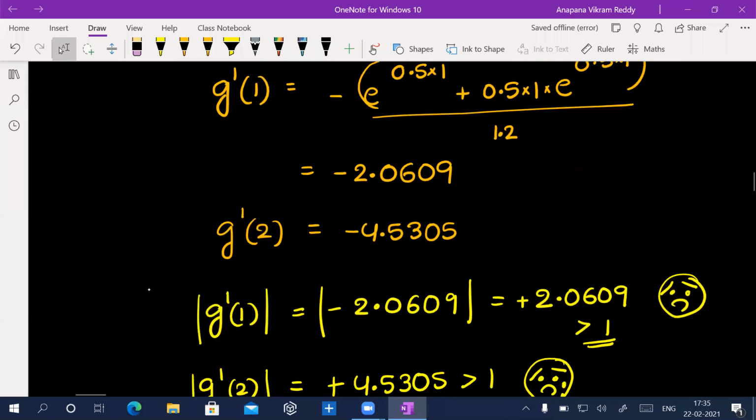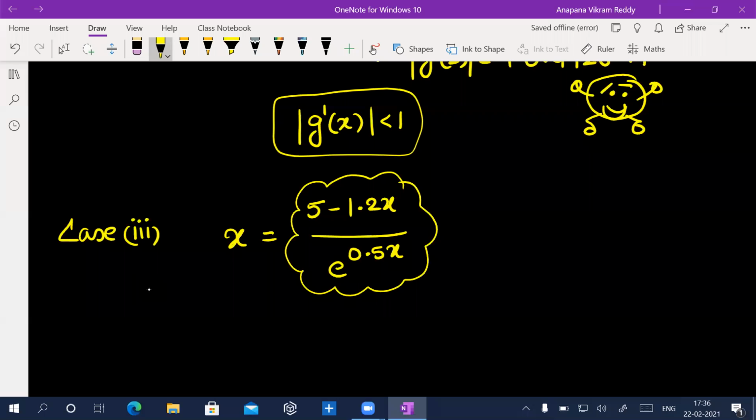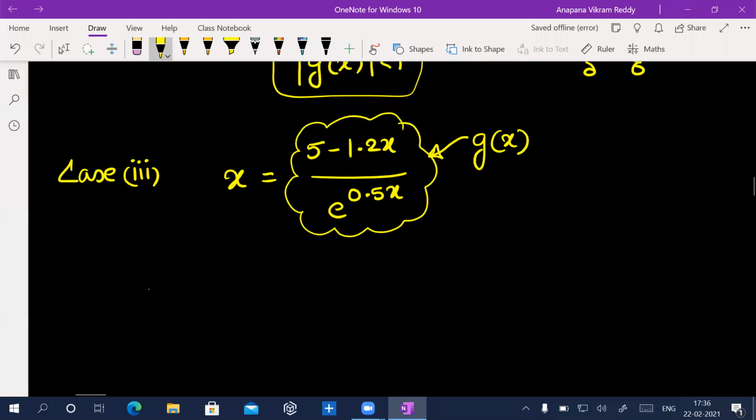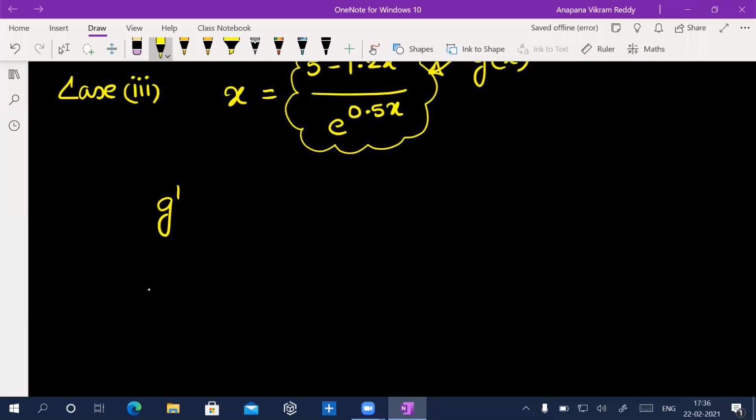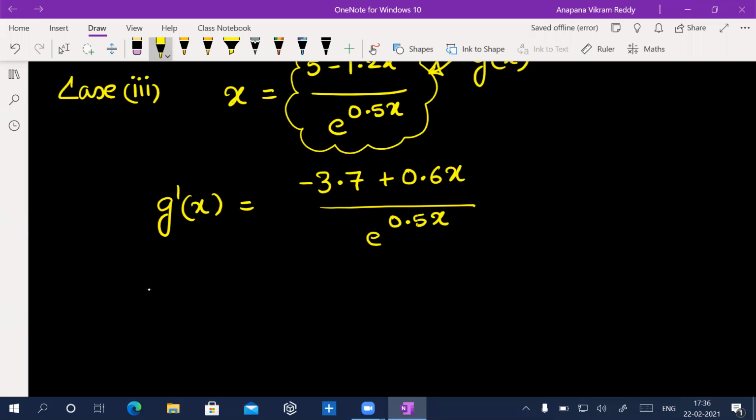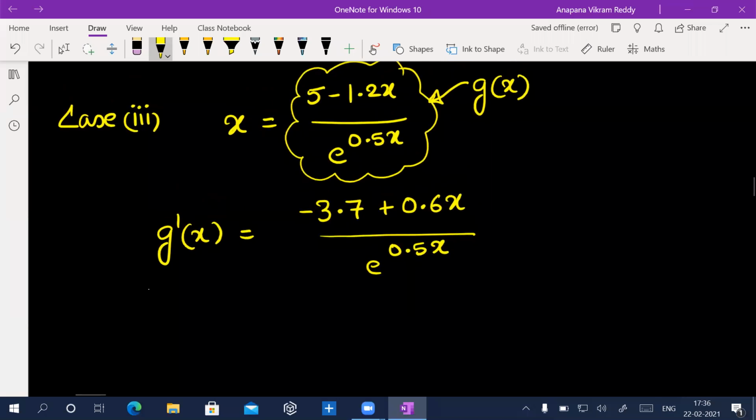Now who is your g of x again? On the right hand side, g of x is sitting. Now g of x is that. I would like to find its first derivative. So what do we get now? We get minus 3.7 plus 0.6x by e power 0.5x. Agree? Yes or no? Yes, sir.